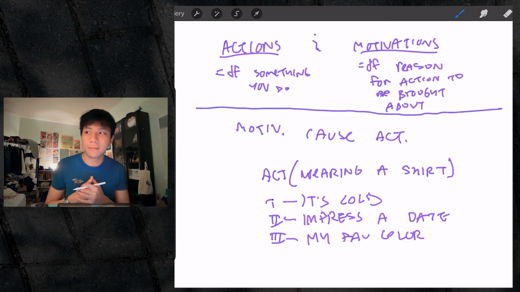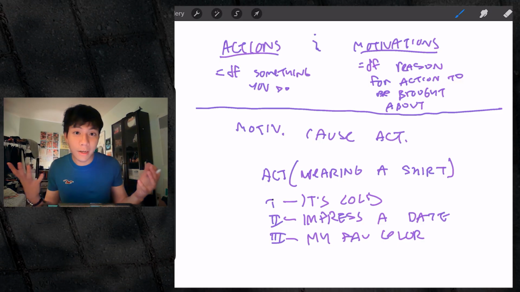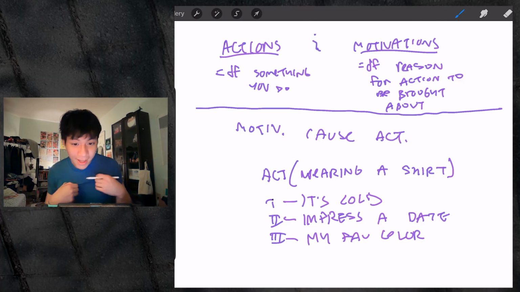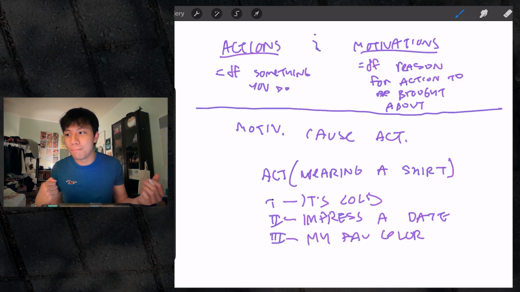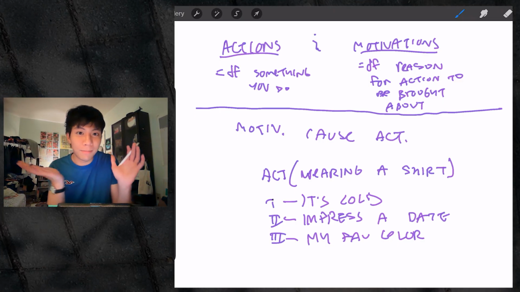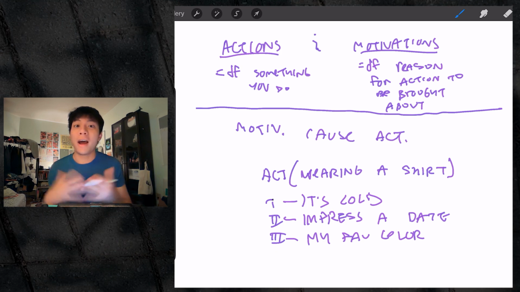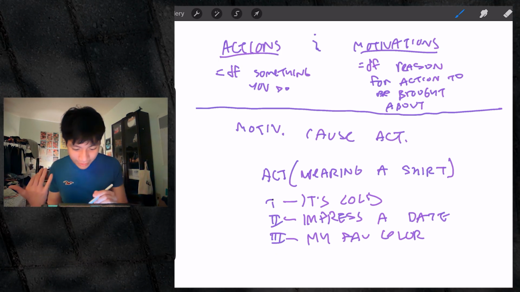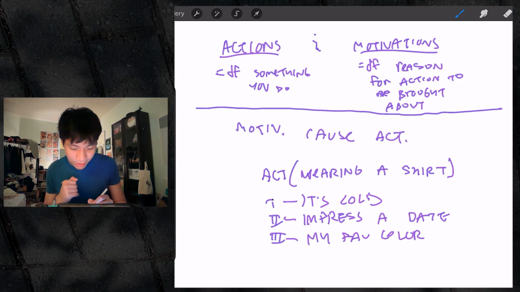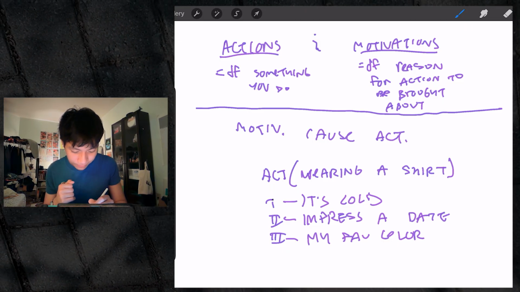A third reason could just be that I really like this color. I could say that blue is my favorite color and I enjoy wearing blue because my favorite color brings me calm and peace, and I enjoy calm and being at peace, so I wear the shirt. I'm just going to say for this scenario it's my favorite color.